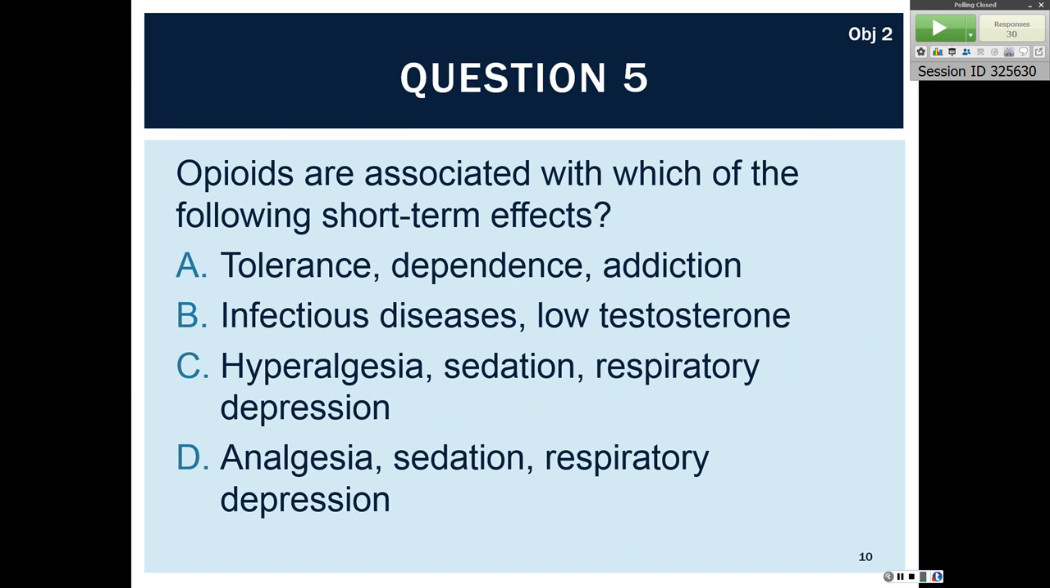Okay, question 5. Opioids are associated with which of the following short-term effects? Tolerance, dependence, and addiction; infectious diseases and low testosterone; hyperalgesia, sedation, respiratory depression; analgesia, sedation, and respiratory depression. So these are the short-term effects.